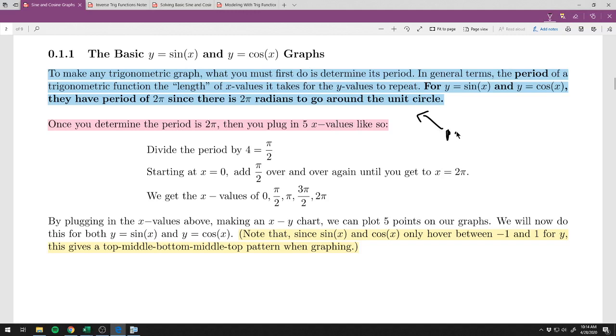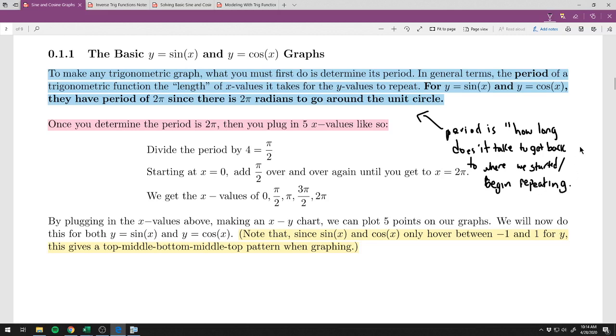Just to put in words what the period is, I like to use the terminology how long, because often our period will be time in our word problems. I like to say how long to get back to where we started, or begin repeating.